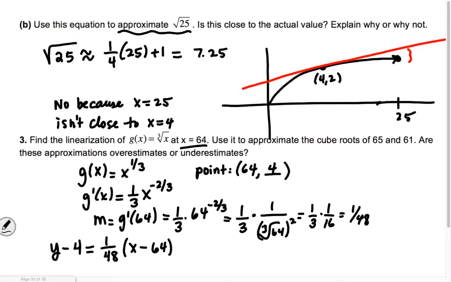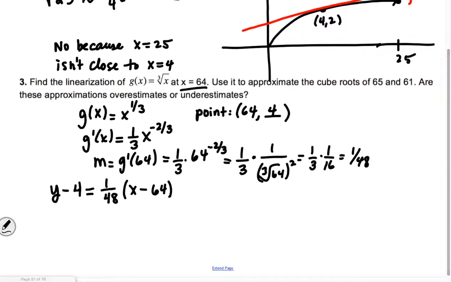All right, so here we go. So y minus 4 equals 1 over 48 times x minus 64. Did you guys find your equation? What do we get? So we did negative 64 over 48 plus 4. Yeah, so plus 8 over 3.